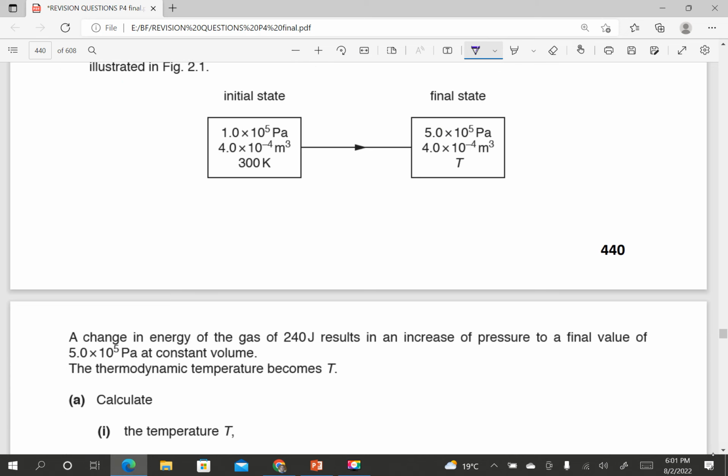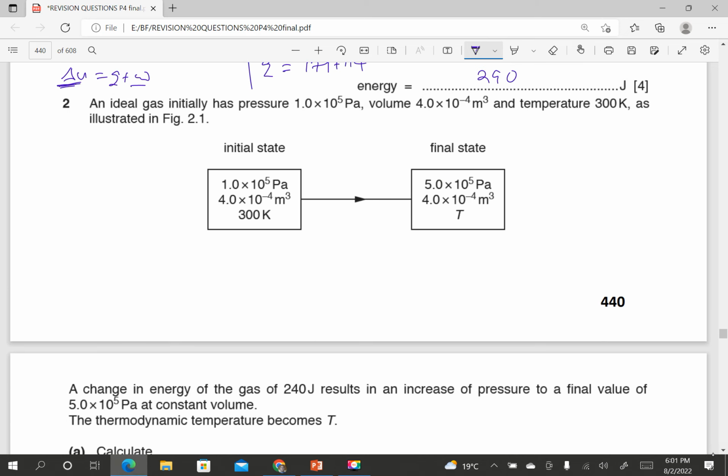Okay, next. An ideal gas has pressure given as this, volume given as that, and temperature given as that, as shown in the figure. You notice that the volume is not changing. Straight away, when you see that the volume is not changing, it means there is no work done. Change in volume is 0. That means the work done is automatically 0.